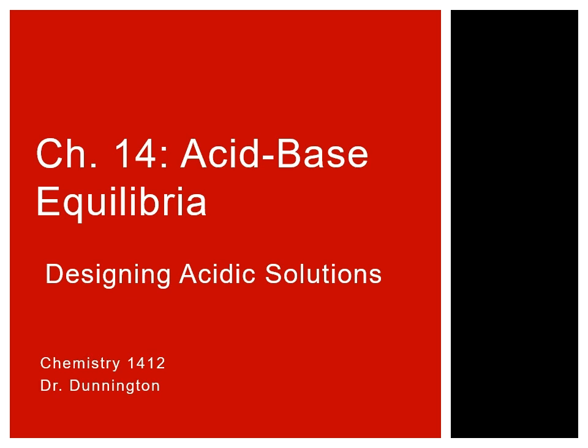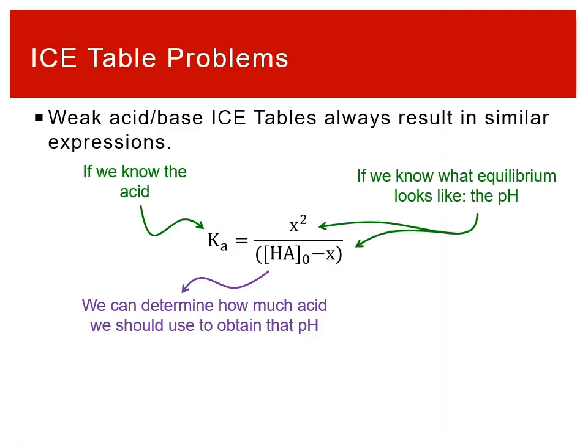Wrapping up our discussion of these weak acid ice tables, we're going to talk about designing acidic solutions. Ice tables for weak acids give us this equation that relates these three variables. And we've seen that as long as you have two of them, you can solve for the third. So what we want to look at now is solving for the initial concentration of acid.